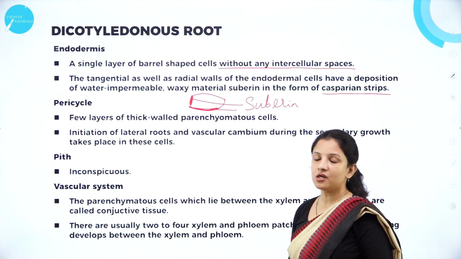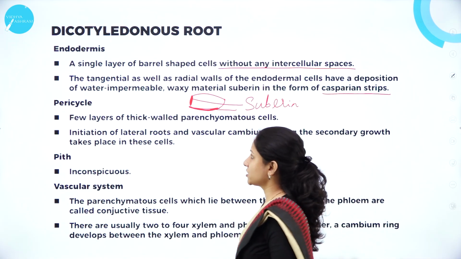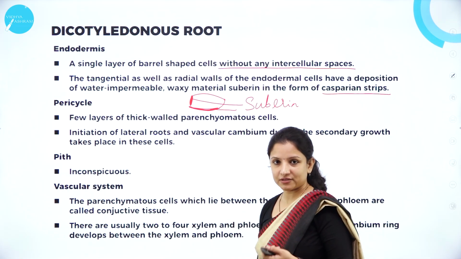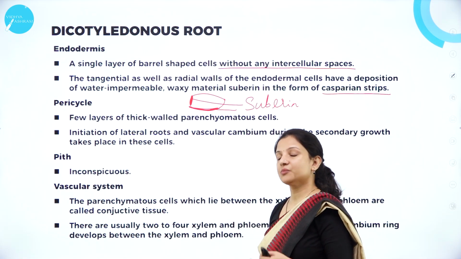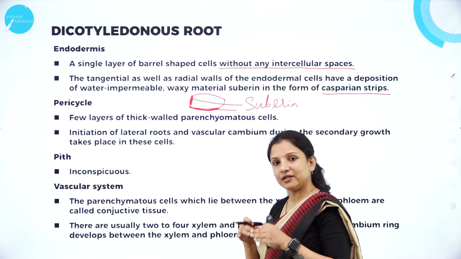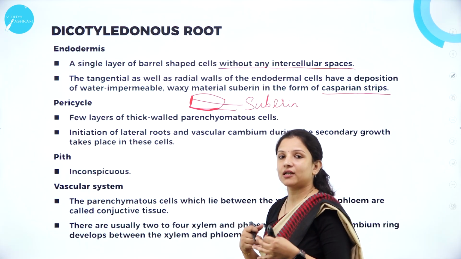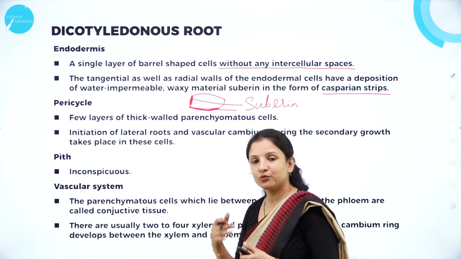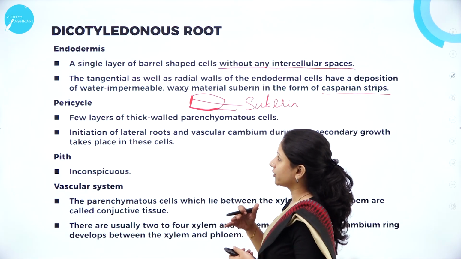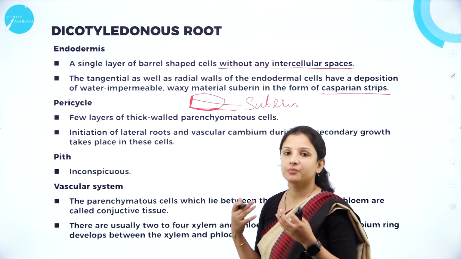So this is one of the important 1-mark questions. And what is the function of this Casparian strip? The Casparian strip is made up of suberin deposition, and this suberin is quite waxy, therefore it acts as a water repellent which prevents the entry of water, or it is impermeable to water.